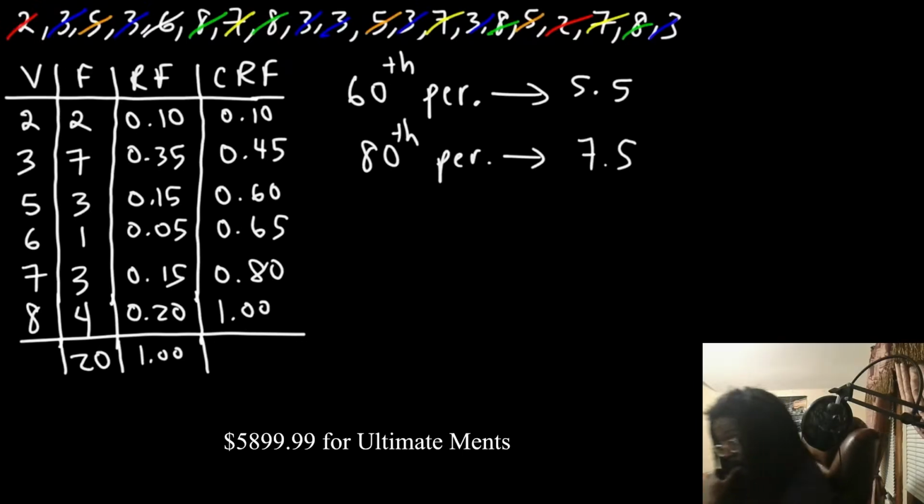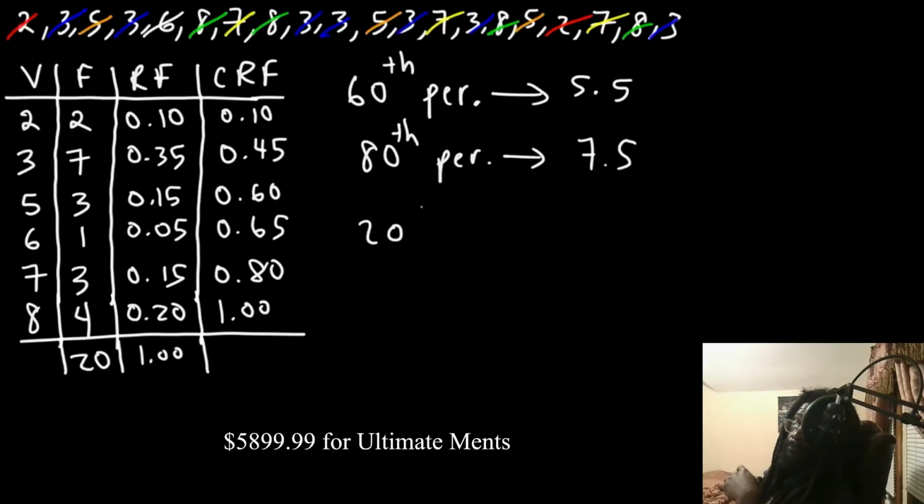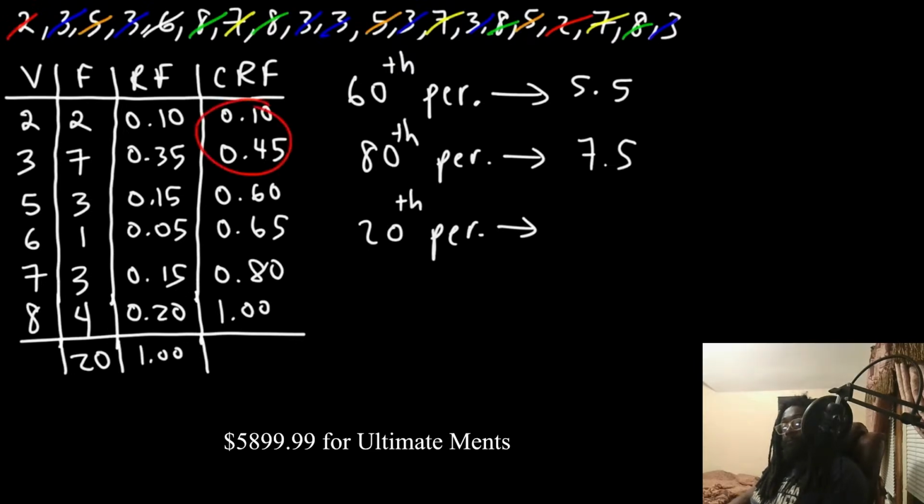Now, what if it's not listed in the cumulative relative frequency table? For instance, let's say we want to find the 20th percentile. What value corresponds to that? Now, the 20th percentile is between 0.10 and 0.45.